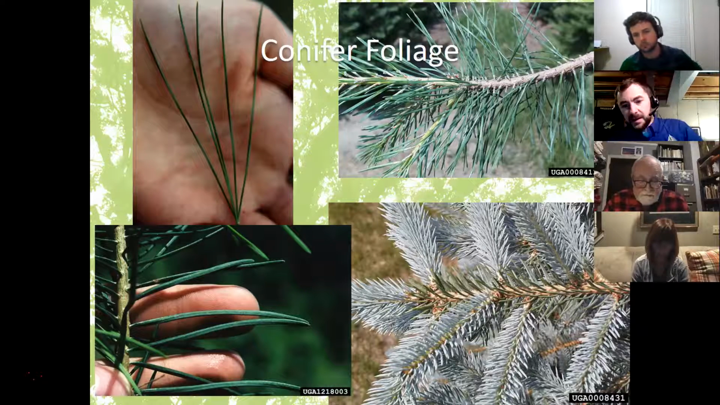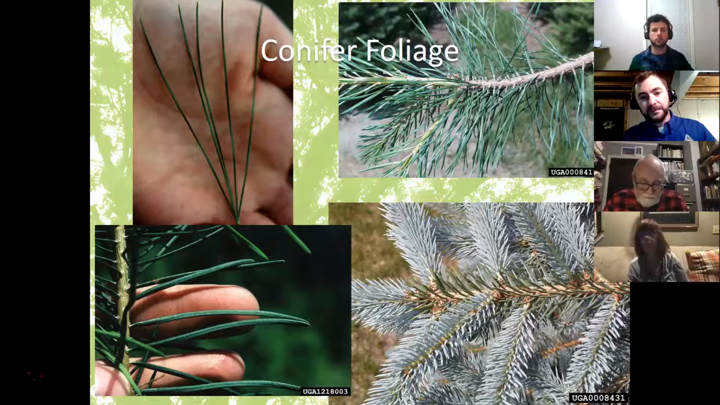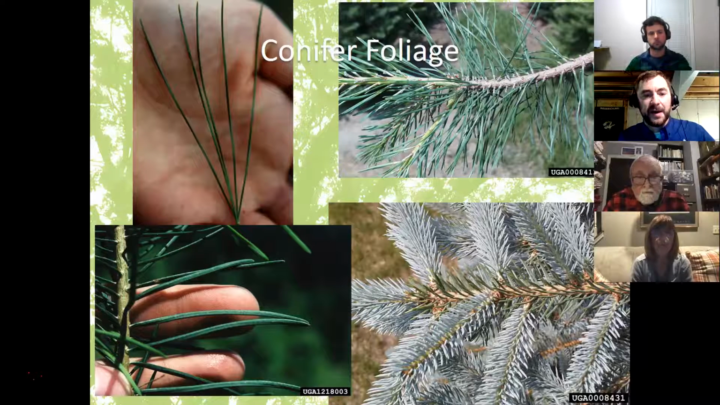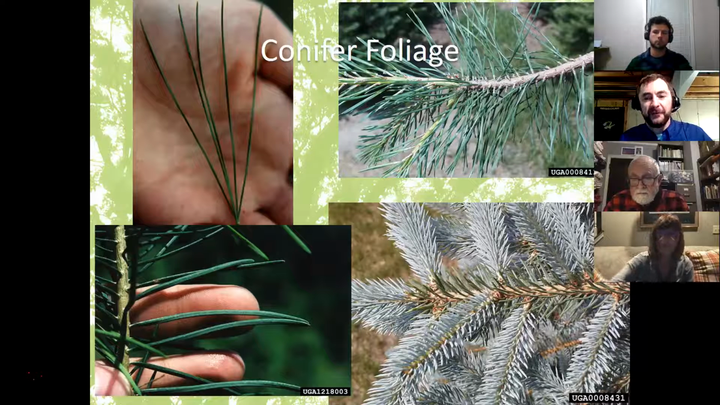Things like the bottom right, that's Colorado blue spruce. It's going to have a single needle coming right off of the twig, whereas something like white pine up on the top left will be in a bundle, and while it's not exact, you'll see things like bundles of 4 to 5. White pine needles are going to be long, fairly flexible, and always be in bundles of 4 to 5.